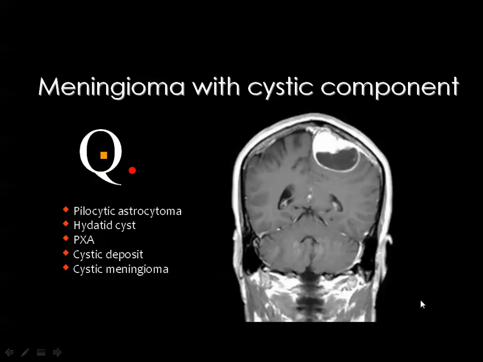And I have said that there is one way to discriminate between both, which is spectroscopy and diffusion. In the spectroscopy, the solid component of the meningioma will show the alanine peak, which is characteristic for meningioma. I will mention this in the coming lecture. And in the diffusion, meningioma will show restricted diffusion because of the high cellularity, while PXA will show free diffusion.